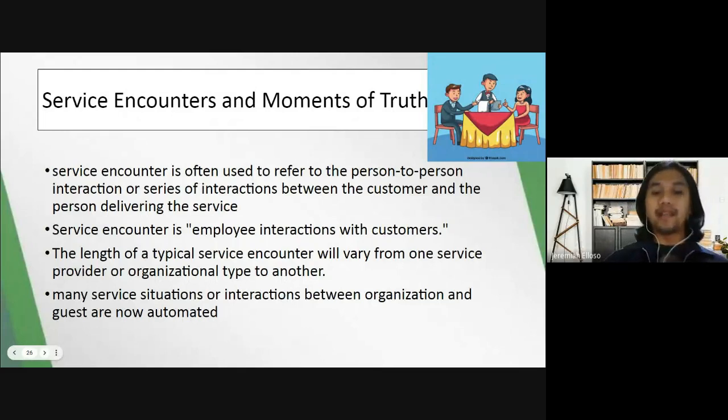The length of a typical service encounter will vary from one service provider or organizational type to another. But regardless of whether the service encounter is long or short, what's more important is that you are able to connect with the guests and that their service interaction is fruitful, meaningful, satisfactory, excellent. Many service interactions between organization and guests are now automated.